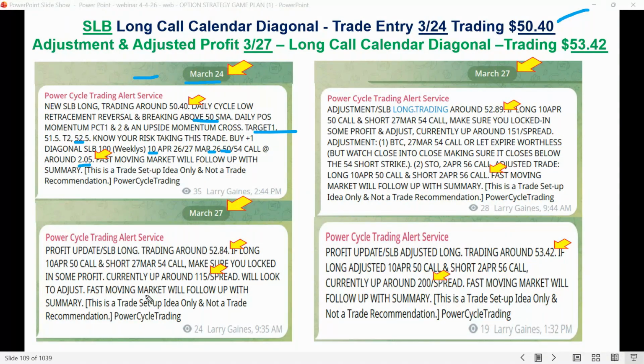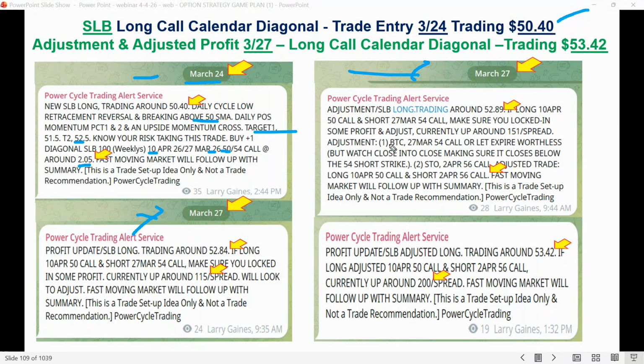And then on the 27th, we did an adjustment here. Update, now it's trading at 52.84. If long the spread, make sure you lock in some profit, currently up $150 per spread. We'll look to adjust. And then did send out the adjustment here on that day. Now it's trading at 52.89. If long this call and short the 54, make sure you locked in some profit, adjust currently up around 151.